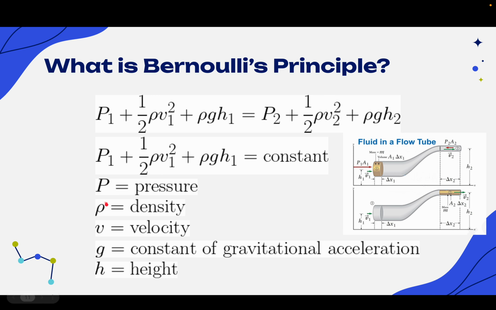And this little p, which has a rounded top, represents the density of the fluid, and v is for velocity of the fluid. And we talked about how this is the delta x over the delta t. And g is the constant of gravitational acceleration. So this is 9.8 meters per second squared. And lastly, h is the height of the fluid. And this is measured based on the center of mass of the fluid section.